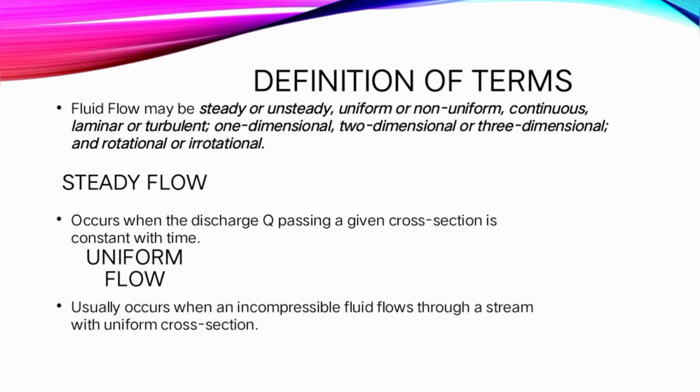Uniform flow. This occurs if, within the flow for a given length or reach of a stream, the average velocity of flow is the same at every cross-section. This usually occurs when an incompressible fluid flows through a stream with uniform cross-section. In a stream where the cross-sections and velocity change, the flow is said to be non-uniform.